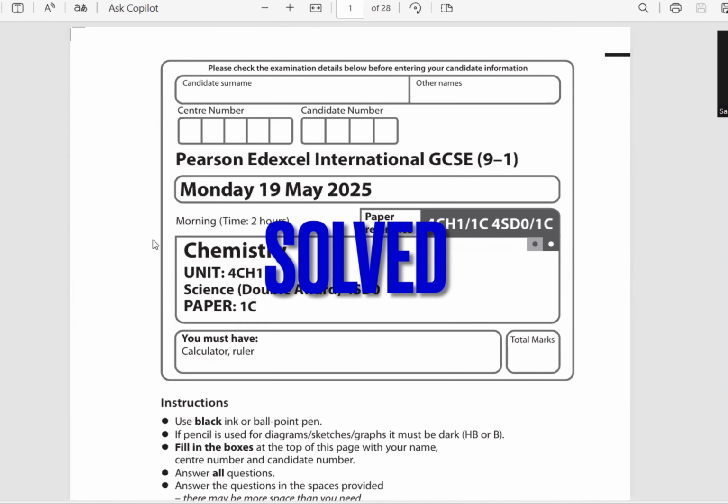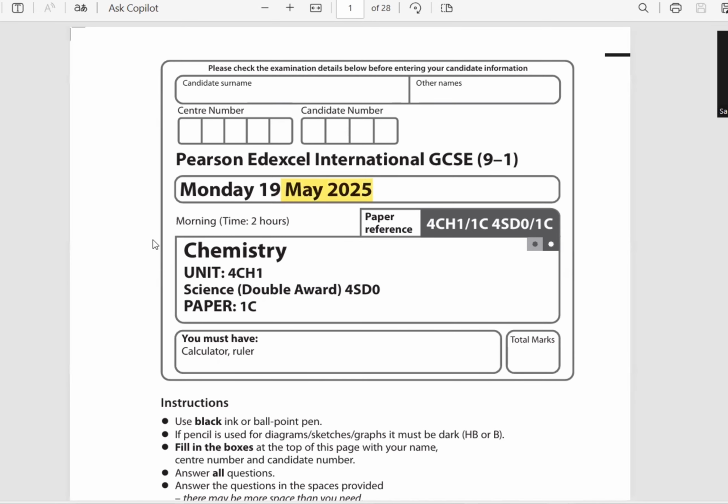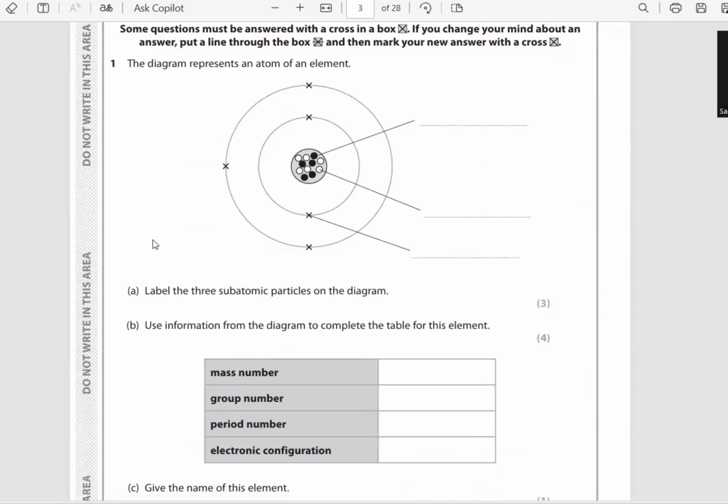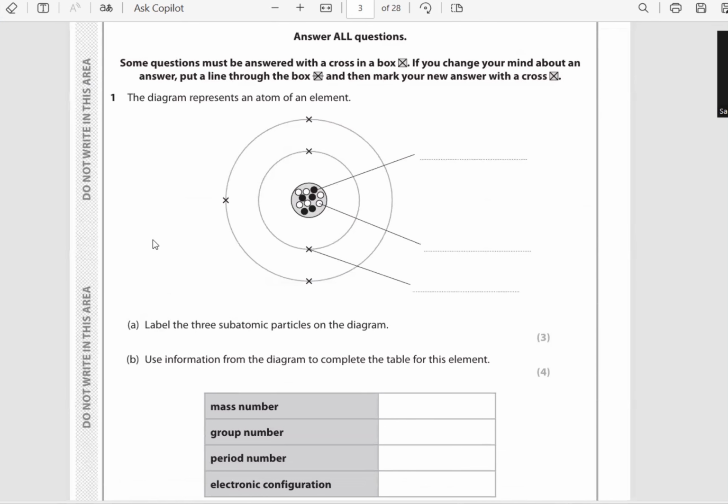Today we are going to solve the exam paper from May 2025, Edexcel 1C. I will explain all the questions and how to solve them, with the details. Let's start. Question number 1 says, the diagram represents an atom of an element. Label the three subatomic particles on the diagram.